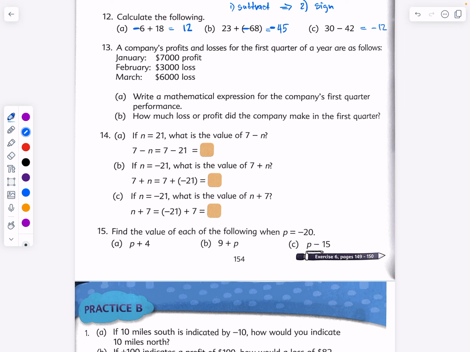Now, number 13. The company's profits and losses for the quarter are as follows. January, 7,000 profit. We translate it as 7,000 plus.